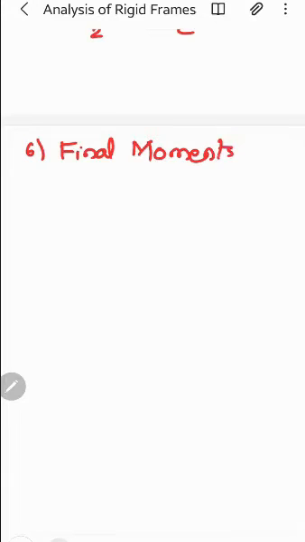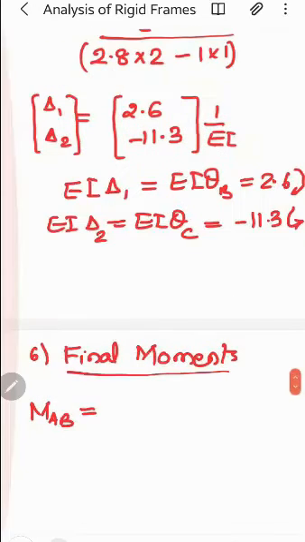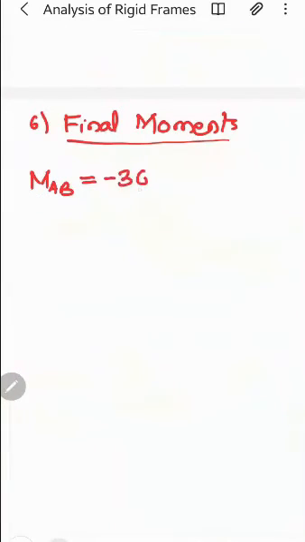So these are the unknown values. With these unknown values, you have to calculate the final moments. So the sixth step is final moments. How do you do these final moments? Calculate the final moments by applying the slope deflection equation. So what is that? MAB is equal to MFAB. What is MFAB, which you have calculated? MFAB is minus 36. Shall I write the formula?